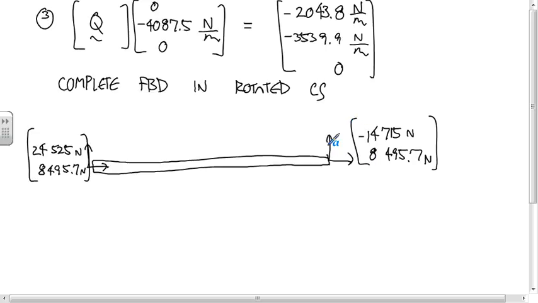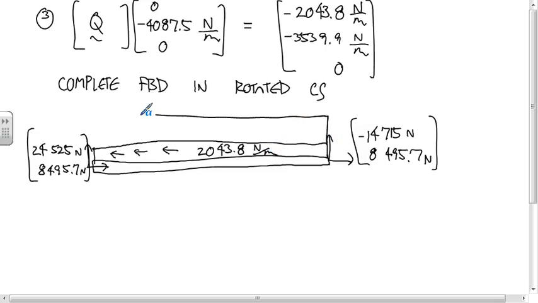We have a horizontal distributed load that's in the negative x direction, so I'll write that as a distributed load pointing to the left with a magnitude of 2043.8 newtons per meter. And then finally a distributed load, the negative says that one's pointing down, and the magnitude of that is 39.9 newtons per meter.